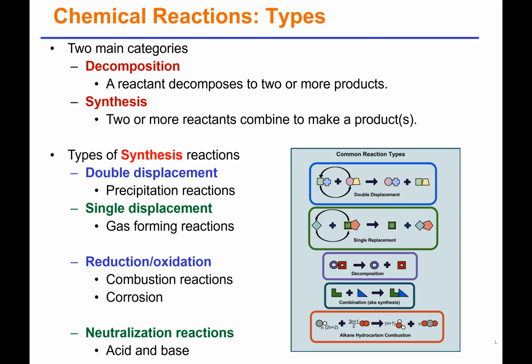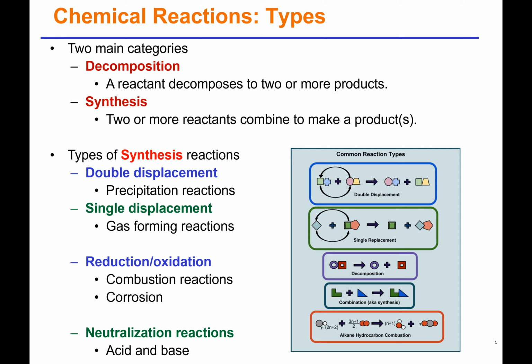Okay, so let's look at a couple reactions here. So two main categories. So I have decomposition and I have synthesis. Okay, so in a decomposition reaction, it means that one reactant decomposes into two or more products. Okay, in other words, I start from one thing, maybe that thing is not very stable at room temperature or something like that, and it breaks down into at least two or more things.